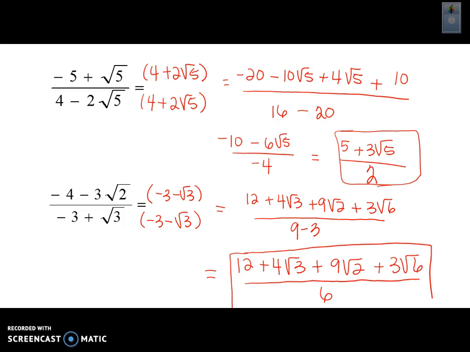And that is going to wrap up our discussion on dividing radicals today.